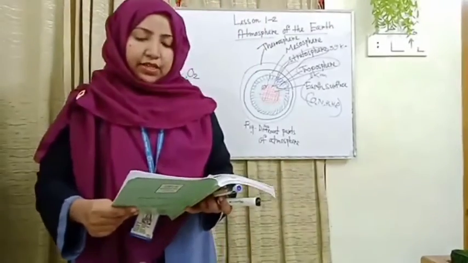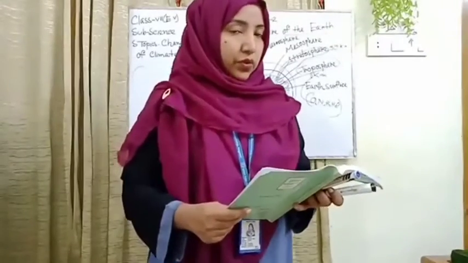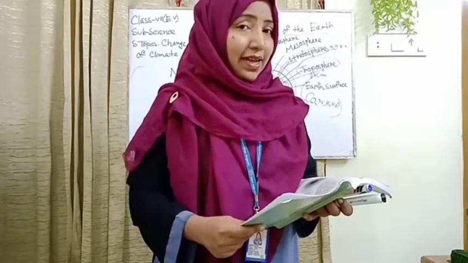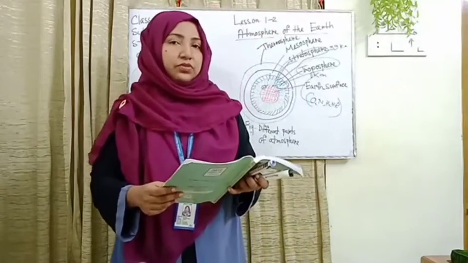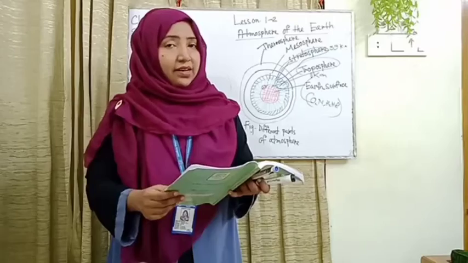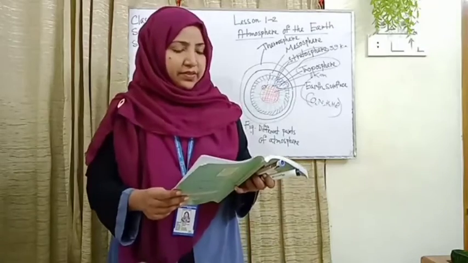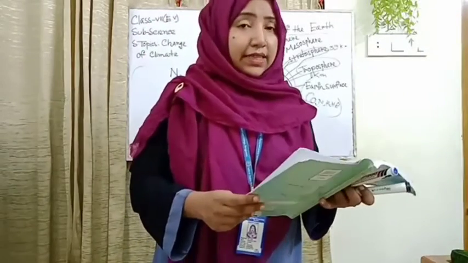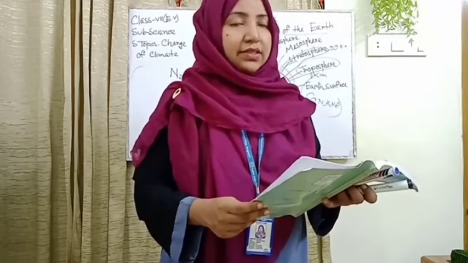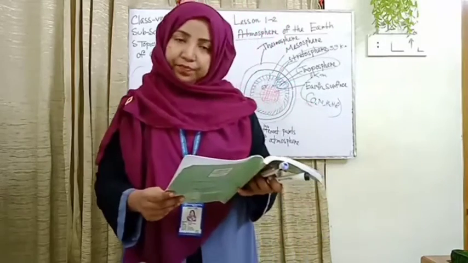This layer contains one gas named ozone. Have you any idea about the ozone? Because ozone is the shading structure. This gas protects us from the sun's harmful rays, basically ultraviolet rays, alpha rays and beta rays. They are very harmful for human beings. This layer or above this layer contains less amount of other gases of the atmosphere.